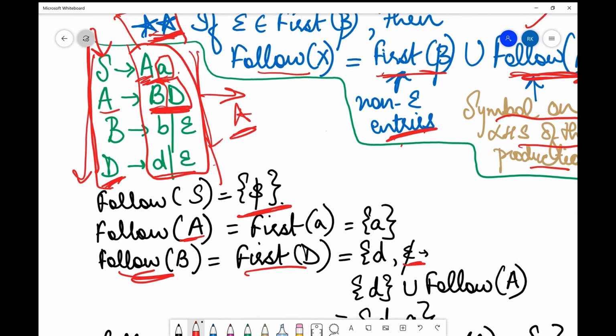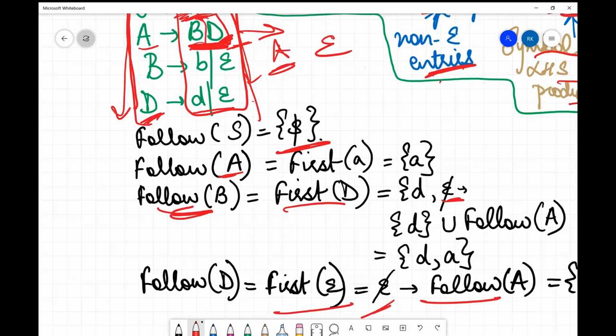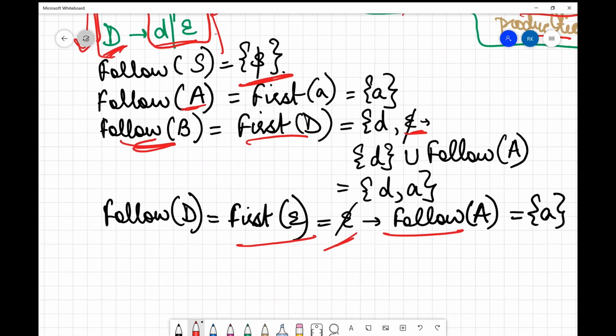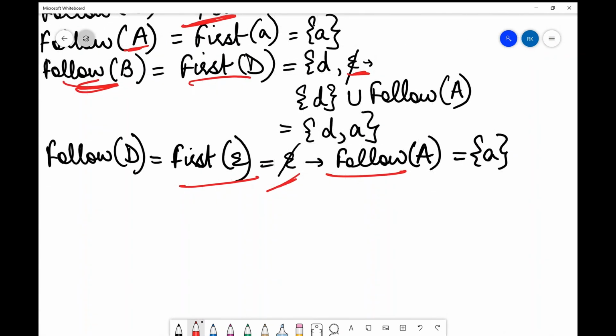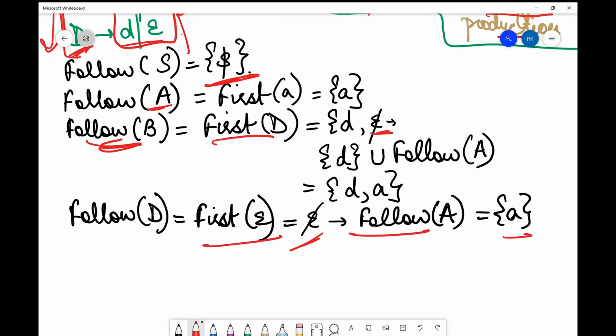So follow of D then. Finally follow of D. D is participating only in this production over here, and there is nothing over here. When there is nothing, it is always epsilon, right? So follow of D is first of epsilon, which is epsilon, but we cannot write epsilon over here. So therefore it is follow of the left hand side symbol, which is A. So therefore follow of A, which is nothing but small a symbol over here. So in this manner, we have found the follow of all the non-terminals present in these productions. And that's all. With this, we complete the execution of this question.